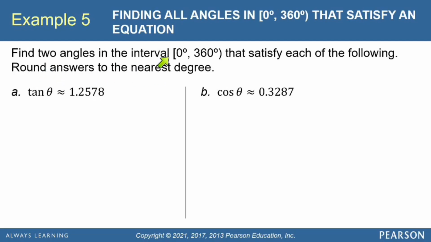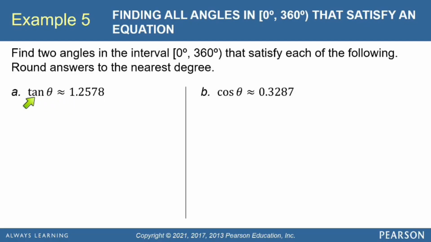Now, we did something similar to this back in section 2.2, but at that time we were working with exact values and our reference angles were always 30, 45, and 60, so there was no calculator involved. But here in part A, clearly this tangent value does not belong to 30, 45, or 60, so we are going to need the calculator to help us with this. Now, this is a positive tangent value, so there is going to be an angle in the first quadrant that has this as its tangent value.